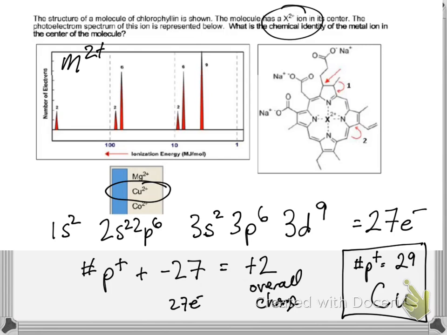So please keep in mind that when you're asked to identify a new species, the most surefire way to get the answer is to count the number of electrons, look at the total charge given, and determine the number of protons.